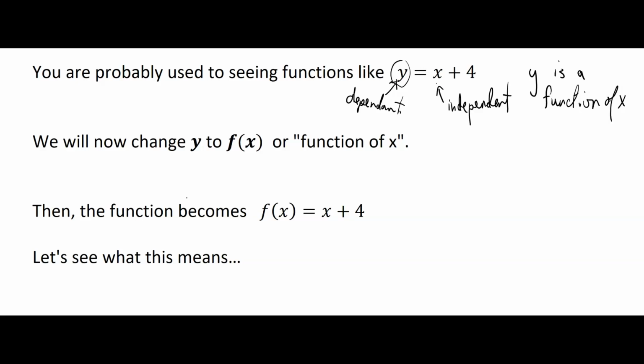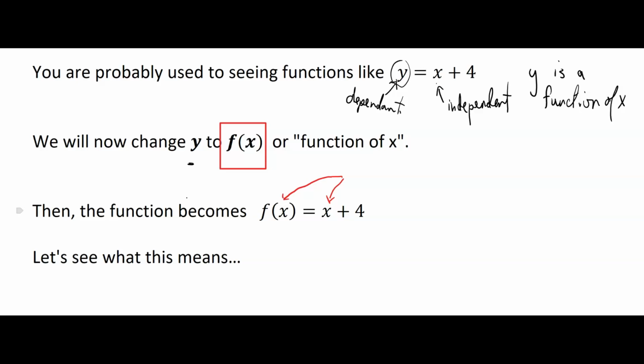Now, instead of using the value of y, there's this new thing called function notation, which looks like this: f of x. Now, not f times x. Just don't confuse that for multiplication. This is f for function of x. So instead of writing y equals x plus 4, we are going to write f of x equals x plus 4.